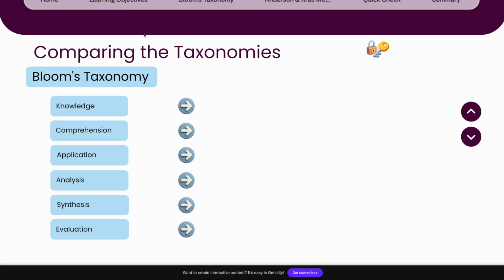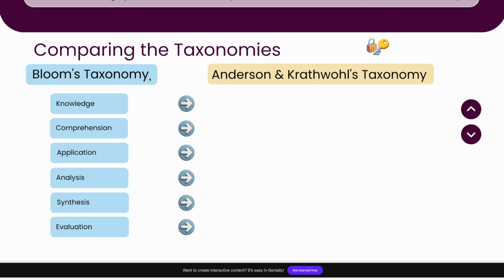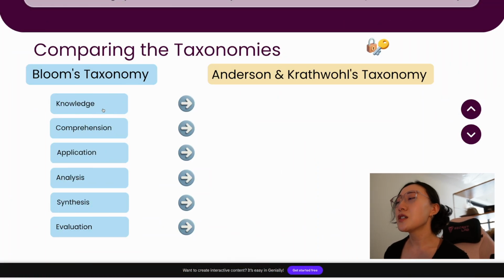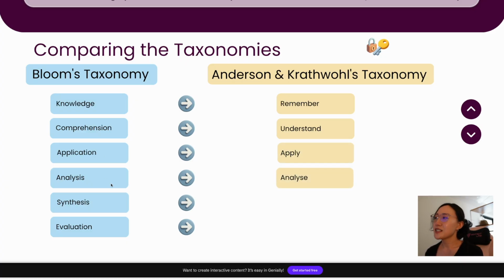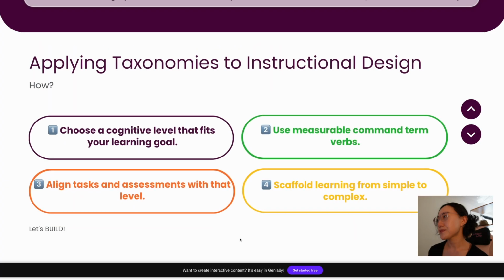Alright, so we're comparing the taxonomies here. I've got Bloom's taxonomy, click to reveal Anderson and Krathwohl's taxonomy, and I've got the different levels of Bloom's taxonomy here. So I've got knowledge, which becomes remembering. Comprehension becomes understanding. Application becomes apply. Analysis becomes analyze. Synthesis becomes evaluate, because remember these 2 levels have switched. And evaluation becomes create. So you can see side to side the differences between Bloom's and Anderson and Krathwohl's taxonomy.